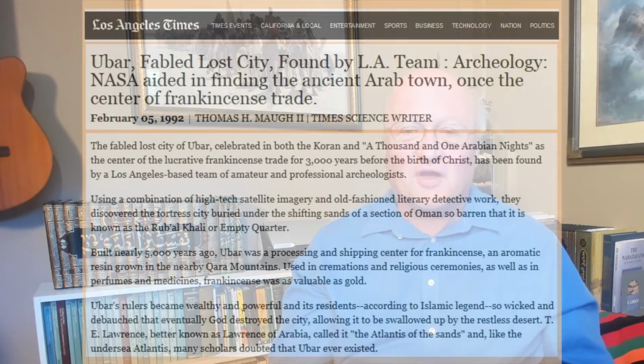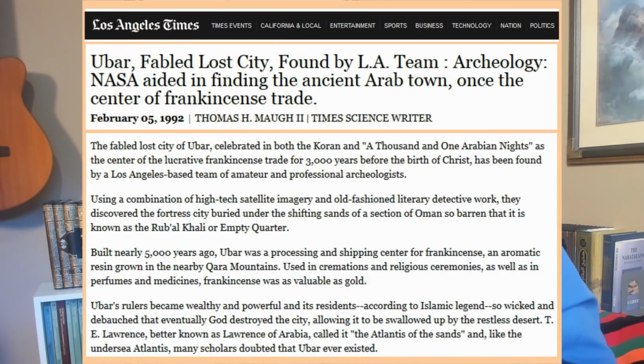What's interesting is that the Western press back in 1992 published a big article. The article that was flashed across the newspapers and picked up by many newspapers around the world said the lost city of Ubar has been discovered. And people got all excited about this. In time, that story has died.